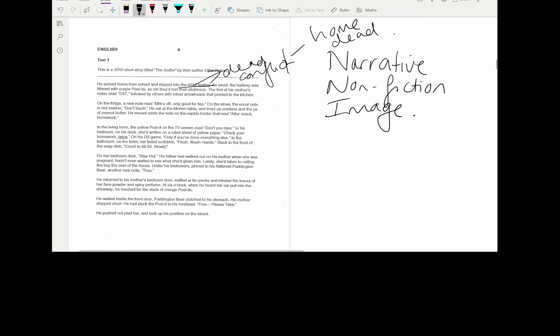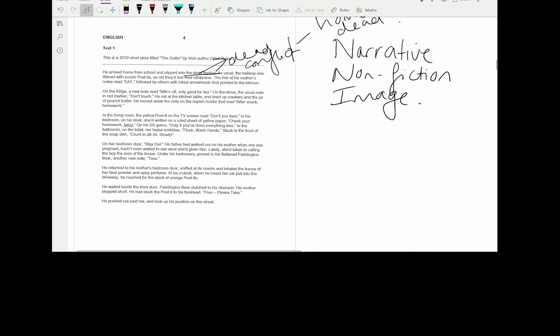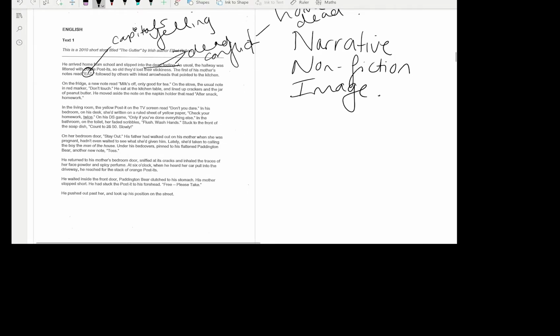As usual, the hallway was littered with purple post-its, so old they'd lost their stickiness. The first in his mother's notes read EAT. So look at the capitals. So we all know when you write in just capitals, it signifies yelling. So the first in his mother's note read eat, followed by others with linked arrowheads that pointed to the kitchen. On the fridge, a new note read, milk's off, only good for tea.